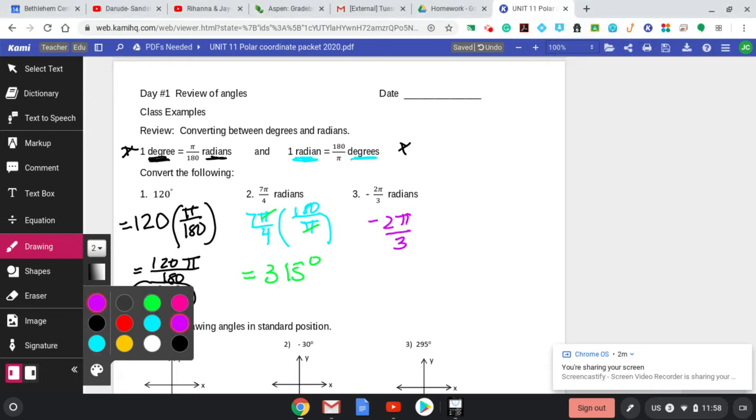Next up, I got negative 2 pi over 3 radians. Again, I'm going from radians to degrees. So I want to multiply by 180 over pi. So I need to cross off the pi's, multiply negative 2 times 180 and divide that by 3. And that should end up being negative 120 degrees. Okay, so just a little review, going back and forth between radians and degrees.